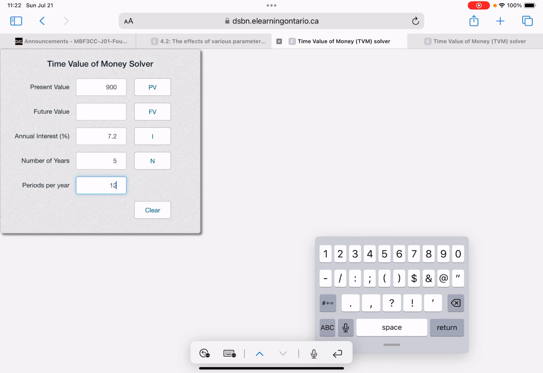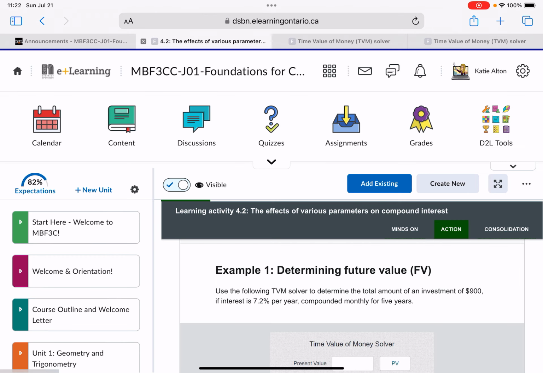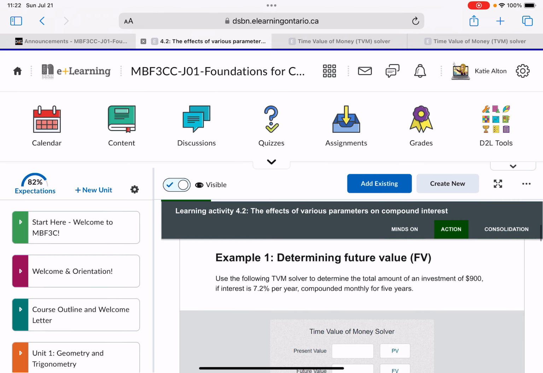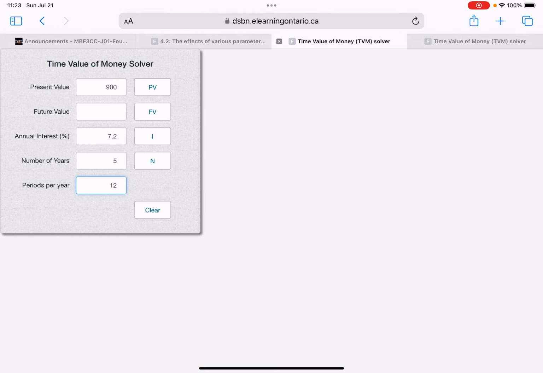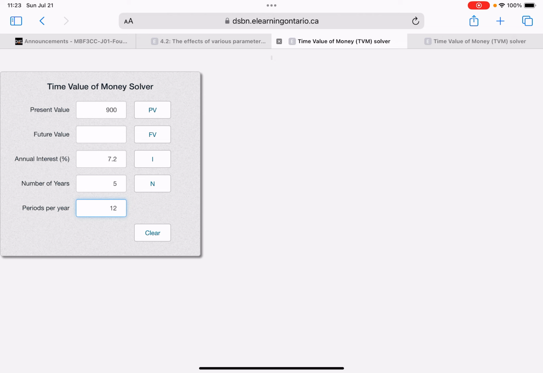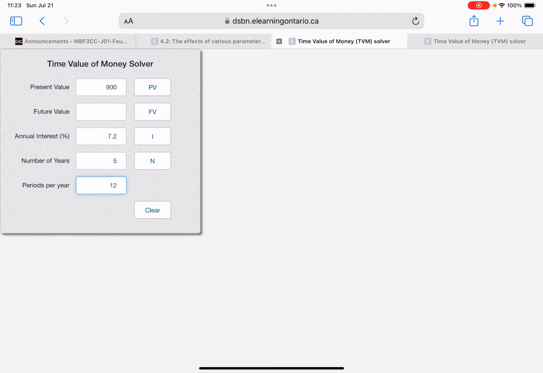And that's basically it. You're going to just input all of your values from the question, which I've already done, into my TVM solver. When you want to calculate, because there's not a calculate or a start button at the bottom, you're just going to click on whatever you're actually looking for. So for me, I'm clicking on this future value button right here. Hopefully you saw that circled there. I'm just going to, again, click on the FV for future value.